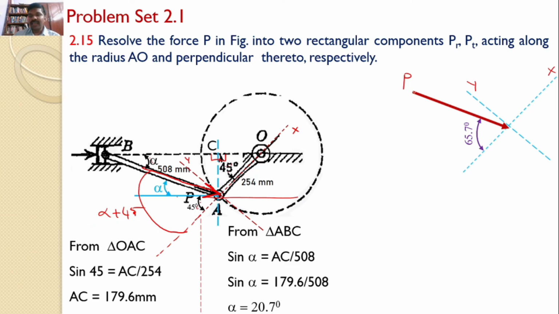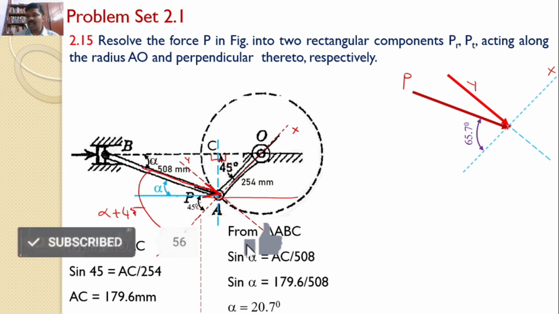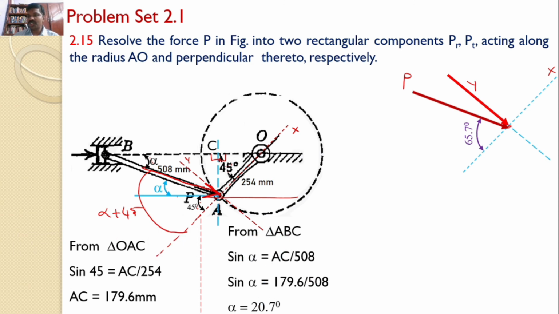Once you know that the force P makes an angle of 65.7 degrees with the x-axis, you can resolve this force along the x and y axes. And remember, this is a convergent force, so the components of the force must also be convergent. The component of the force along the y-axis is like this, downwards, towards this point, and this value is Pt. Next, the component of the force P along the x-axis, which should be convergent, is like this, and this value is Pr.